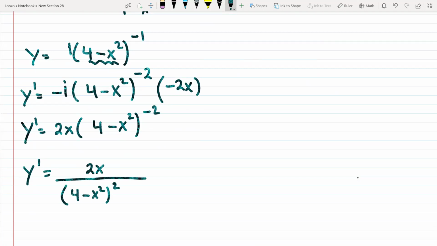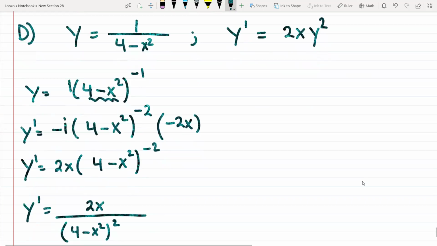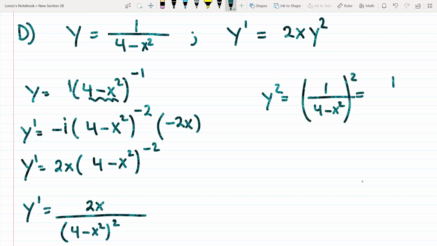Okay, now we got to verify it. Before I go further, I need a y squared, and we don't have that, so let me find that real quick. So y squared is going to be 1 over 4 minus x squared all raised to the second power. So that would be 1 over 4 minus x squared, squared. I'm just going to leave it like that. I'm not going to FOIL it.